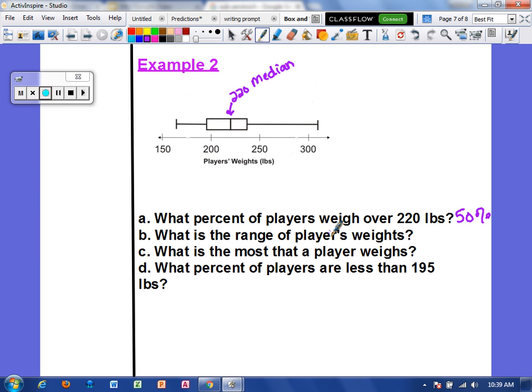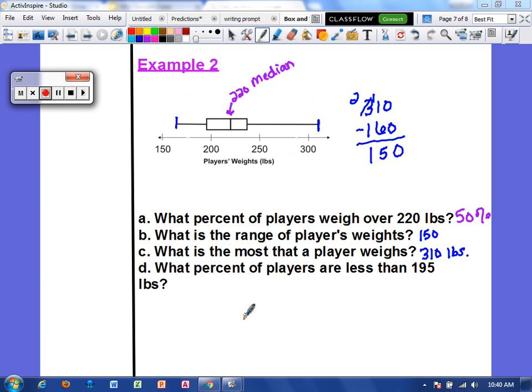Now it wants to know the range of the players' weights. So we want to subtract the highest value and the lowest value. We can estimate the highest value to be about 310 and the lowest value to be about 160. So the range of the players' weights would be 150. Now the most that a player weighs, again we estimated the upper extreme to be about 310. So that would be 310 pounds.